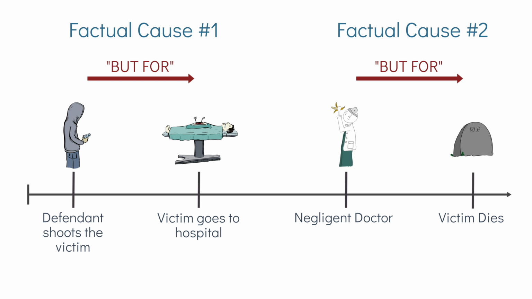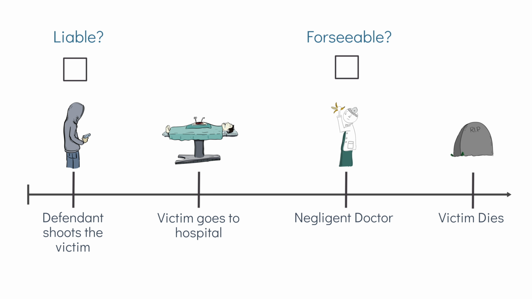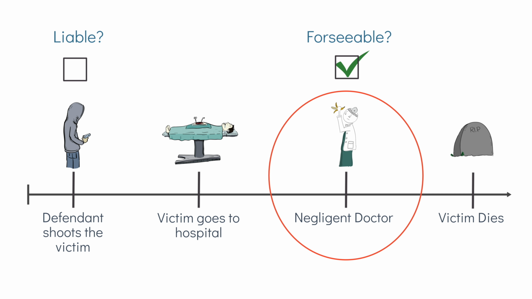Let's employ the same analysis as we did before. We've got 2 factual causes. Now I'm going to focus on the intervening act. Do you think the intervening act of a negligent doctor is reasonably foreseeable so that defendant should be liable? Or do you think it's unforeseeable so it cuts the chain of causation and relieves defendant of liability?